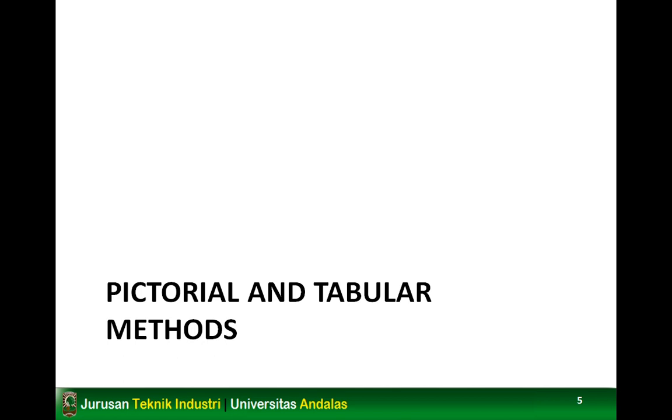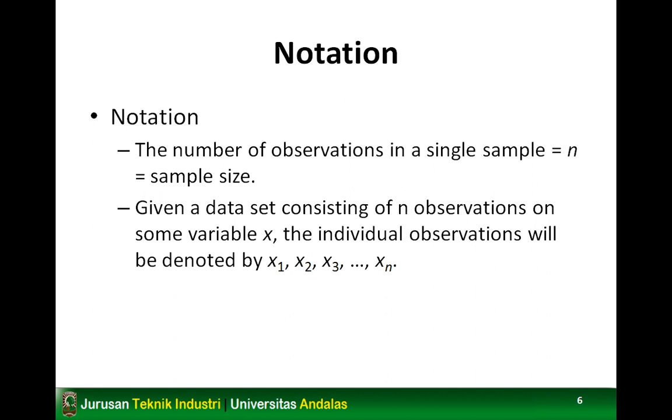So I'm going to start with the first one, which is the pictorial and tabular methods of describing data. I will give you some notation first. The small n labels the sample size. The sample size means the number of observations in a single sample. Remember, a sample is a subset of a population.